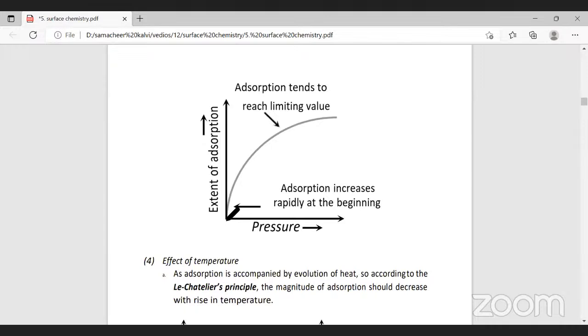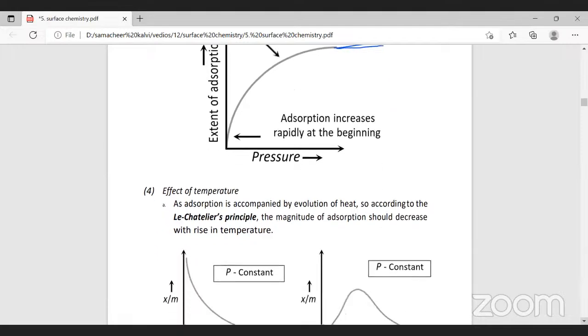As pressure increases, the adsorption increases until it reaches a limiting value. Once it reaches a limiting value, it becomes constant. This is called the equilibrium pressure. Now, we will learn about the graph in detail.